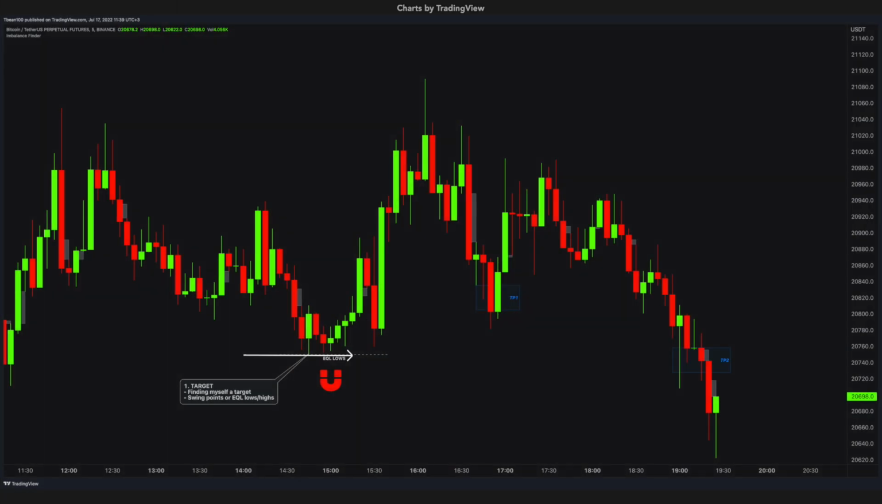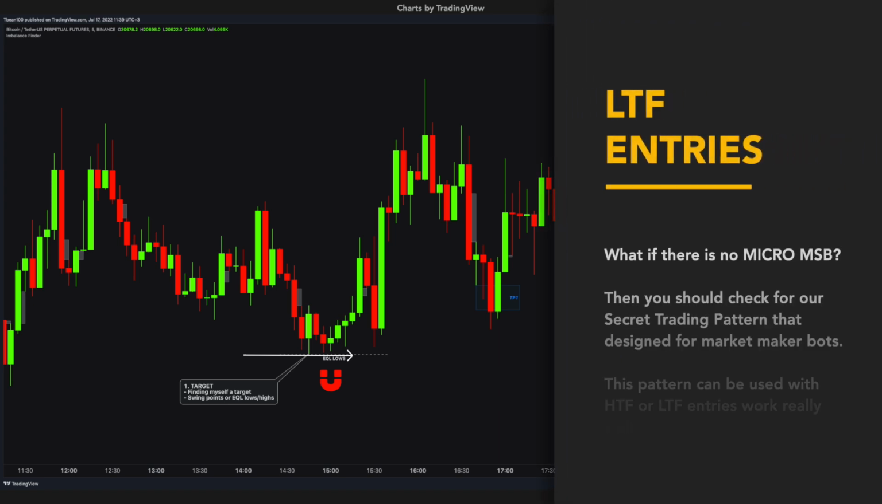Let's assume that you found a really great reaction point, like an imbalance or order block, any kind of supply or demand zone in high time frames with the 1, 2, 3, 4 hours. Then what to do? Open your low time frames, 30, 15, 5 minutes or even lower time frames. Try to find a micro market structure break. What if there is none? Then you may use this secret pattern against the bots.